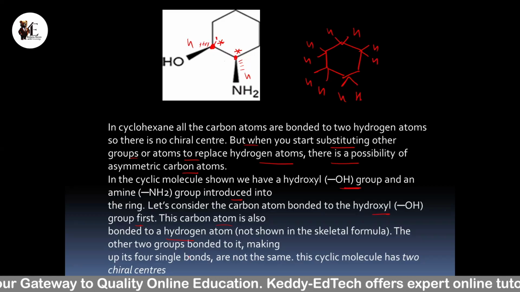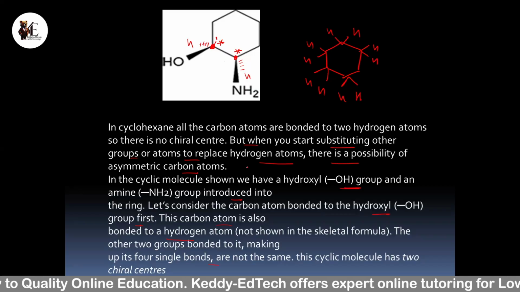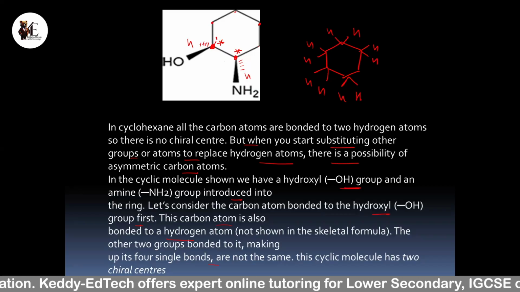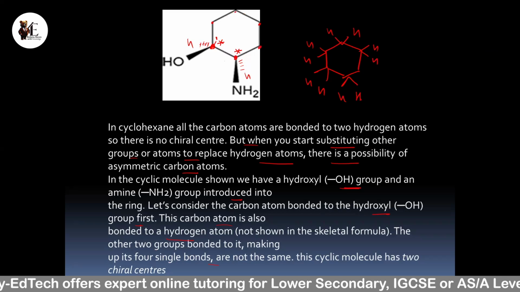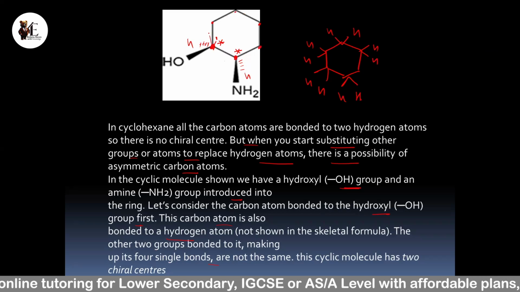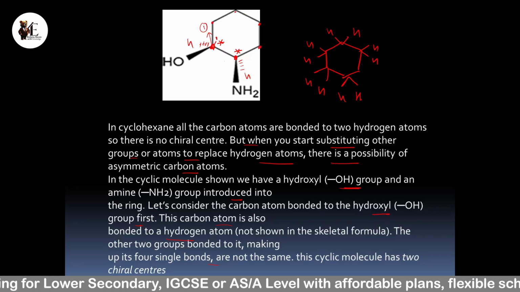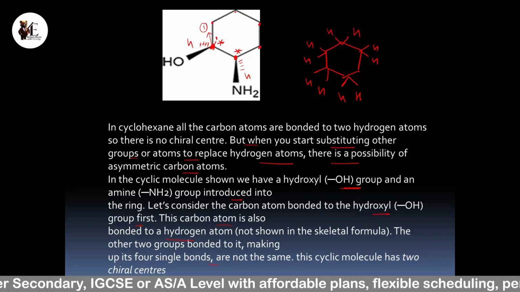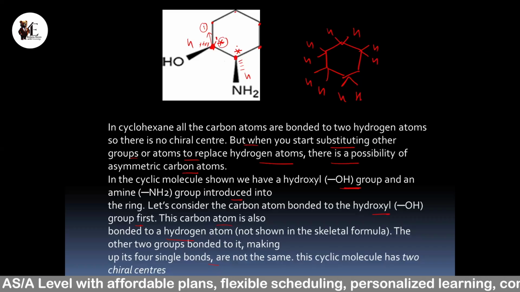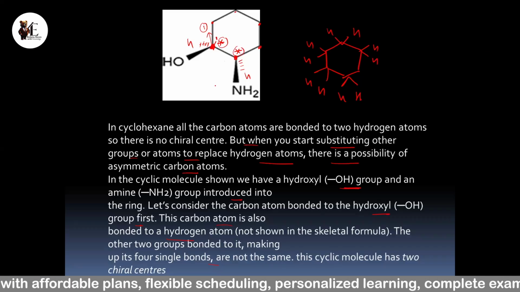The other two groups bonded to it, making up its four single bonds, are not the same. This group is what? CH2, CH2, CH2, CH2, CH2, NH2, and here this group is CH, NH2, right? So four groups are not the same. I'm talking about this carbon atom. The four groups attached to this carbon atom are not the same. So this is also a chiral center and this is also a chiral center. So it has two chiral centers.